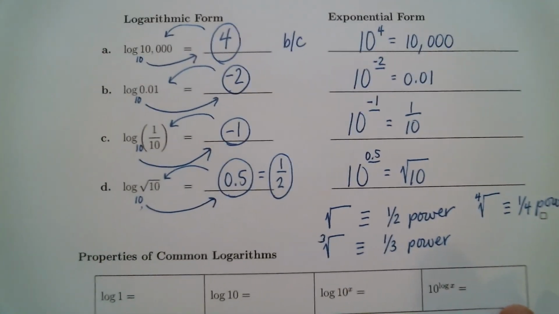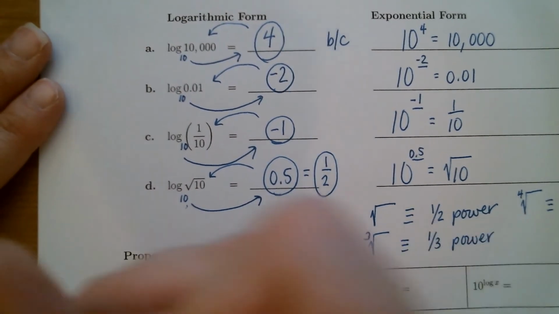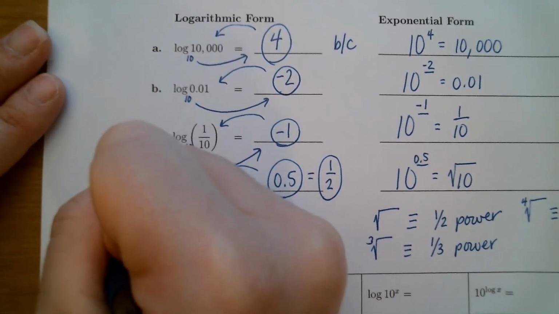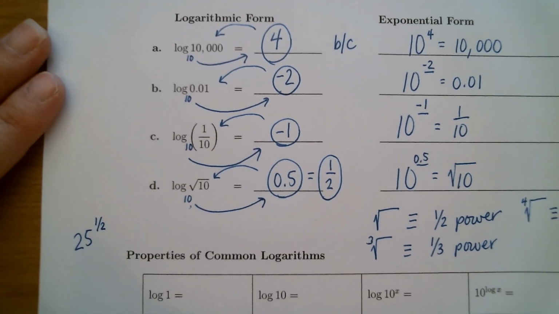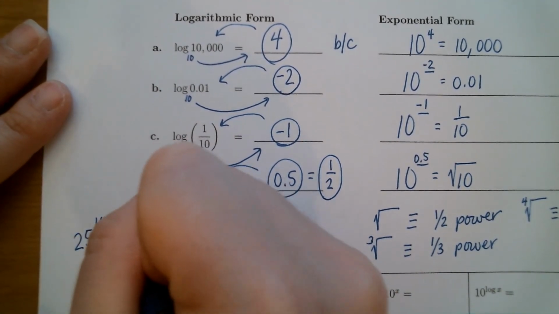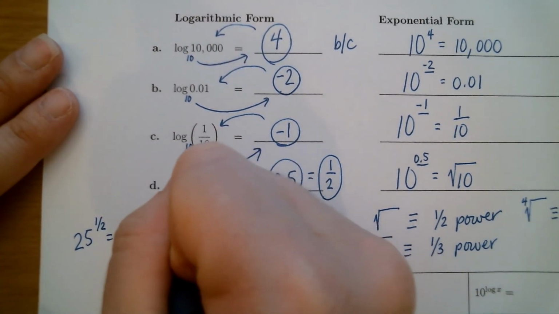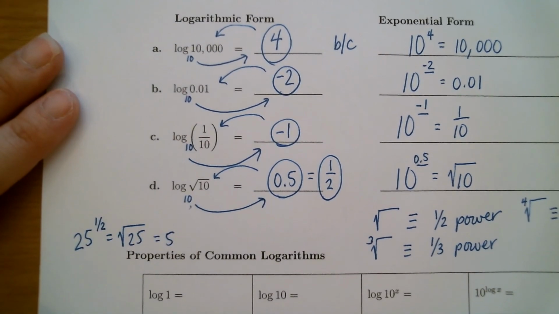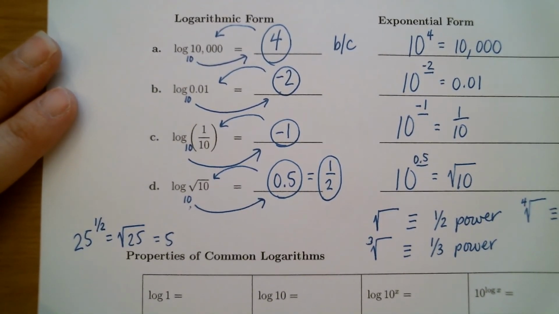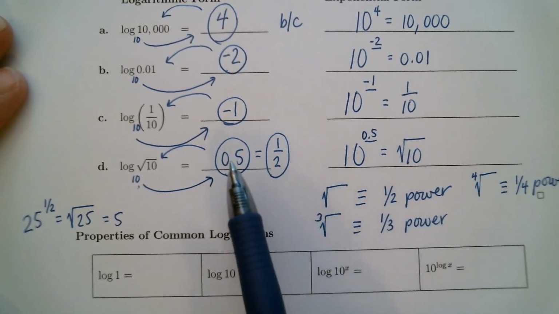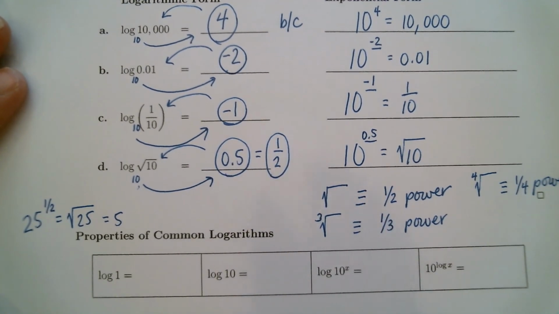Seriously, if you said 25 to the 1/2 power, 1/2 power is the same thing as the square root of 25. Raising something to the 1/2 power is equivalent to taking its square root, and so that would be 5. This will come up again and again in the next section, so make sure you take note of this. So the answer to this last logarithm is 1/2.